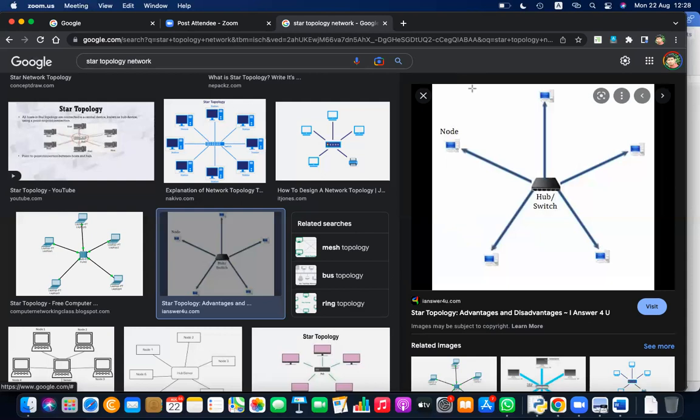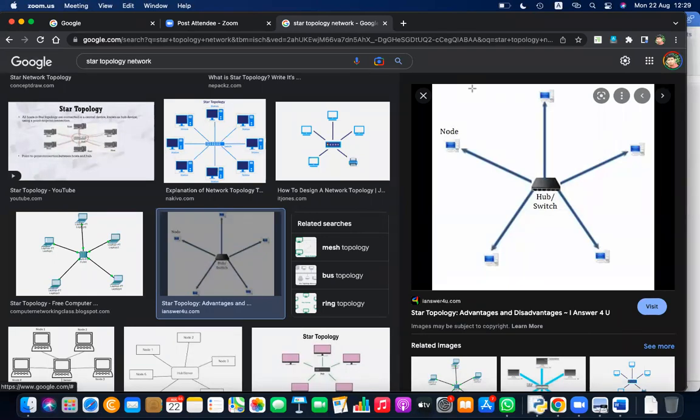So I need advantages. If there is a breakdown in one computer, the other computers won't be affected, independent, right? That is an advantage, because other computers won't be affected. Definitely that is an advantage. It's independent, so it is a definite advantage.